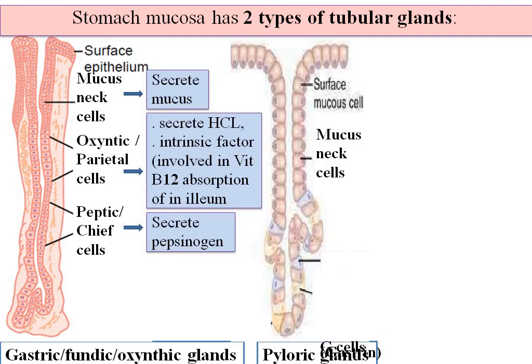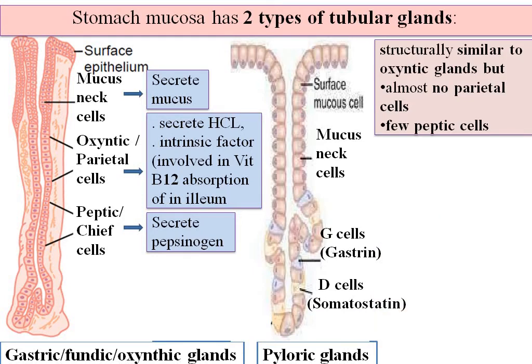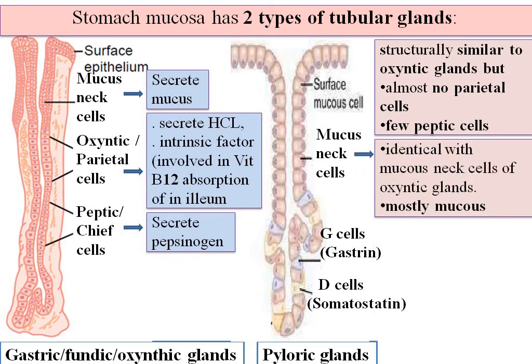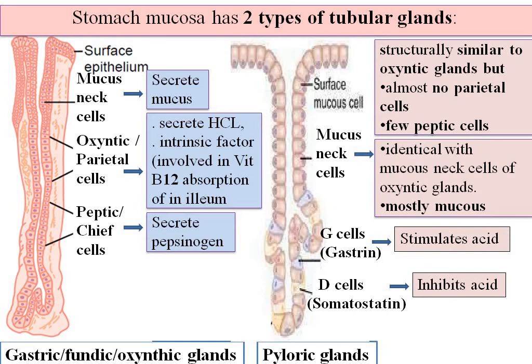Pyloric glands are composed of mucous neck cells, G cells, and D cells. Pyloric glands are similar in structure to oxyntic glands, but they have no parietal cells and they have few peptic cells. Instead, they have numerous mucous neck cells. Mucous neck cells are identical in structure with the mucous neck cells of oxyntic glands, and they mostly secrete mucus. G cells secrete a hormone called gastrin that stimulates acid secretion. D cells secrete a hormone called somatostatin that inhibits acid secretion.